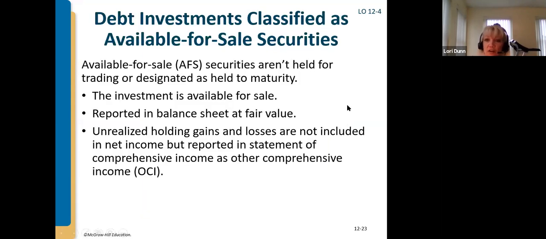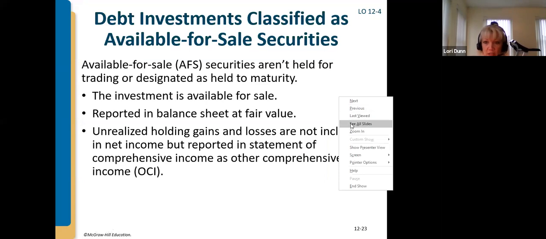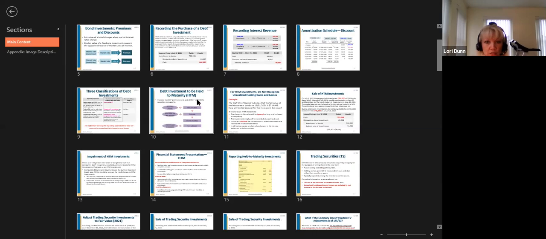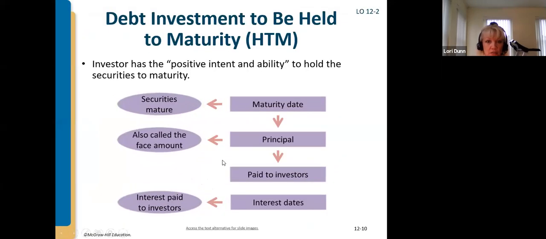Any questions on the trading? I'm going to go to held to maturity then. So that's our first extreme. Sell very, very quickly. Second extreme. I'm going to hold it till it matures.